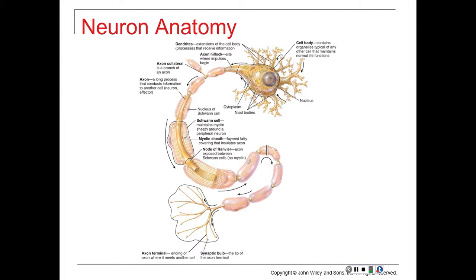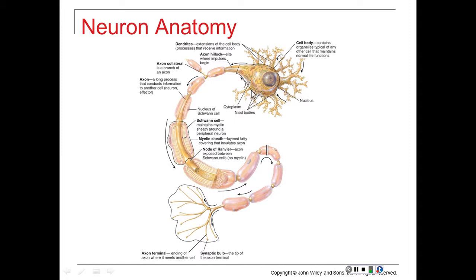So here you see what I mean with the overall anatomy of a neuron. Here's the cell body. You can see the nucleus. There are specialized structures called Nissl bodies in the cell body. It's endoplasmic reticulum and ribosomes. You also have, coming off of the cell body, lots of branches.